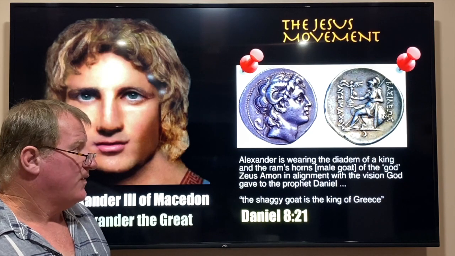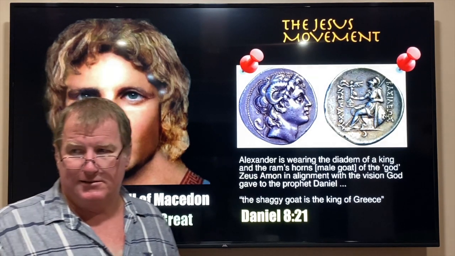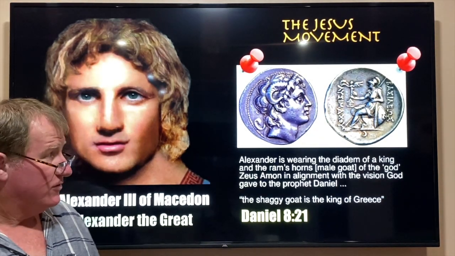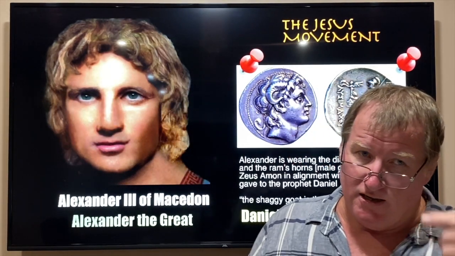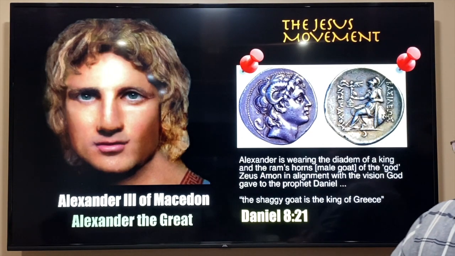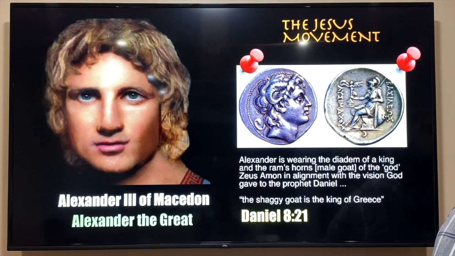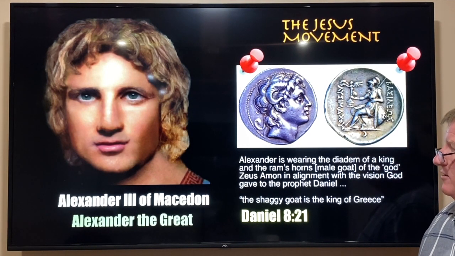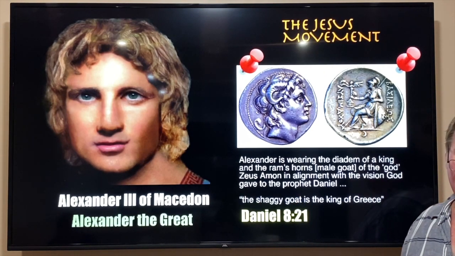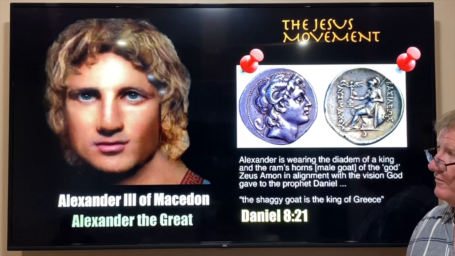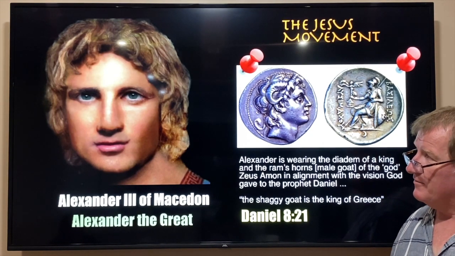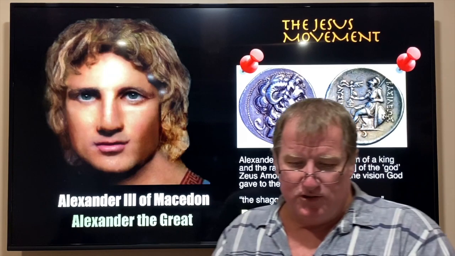So in other words, his father, Philip II of Macedon, and his grandparents before him, none of them had images on coins or anywhere else that showed the horns here. And so this allows us to determine that Alexander the Great was in fact the shaggy goat, the king of Greece mentioned in the prophetic visions of Daniel. Okay, and so that brings us to the close.